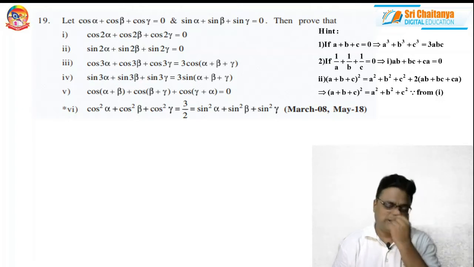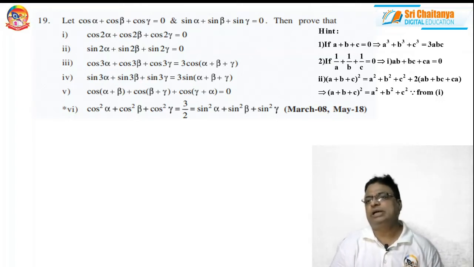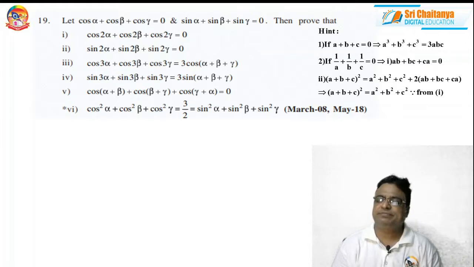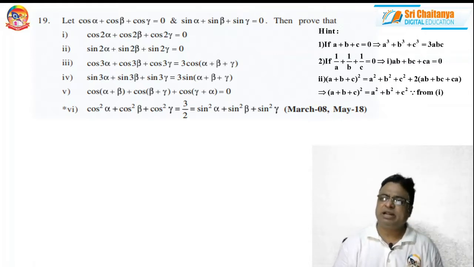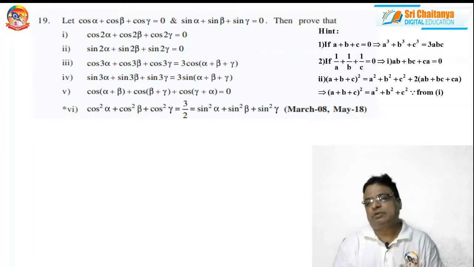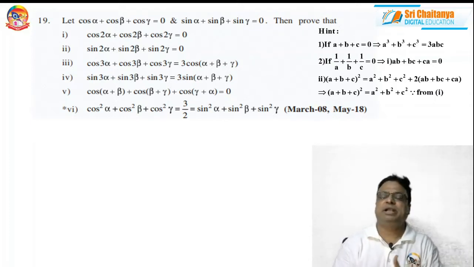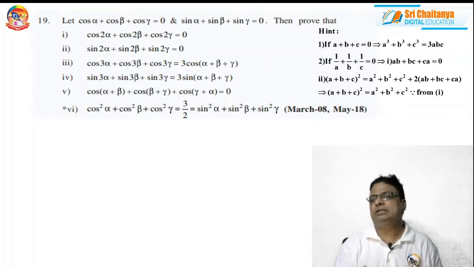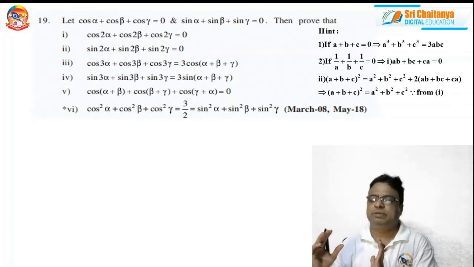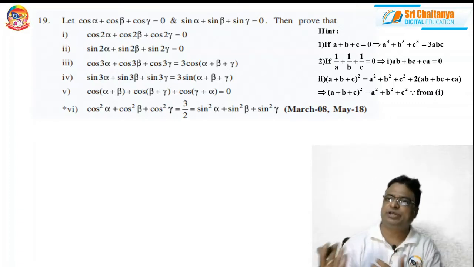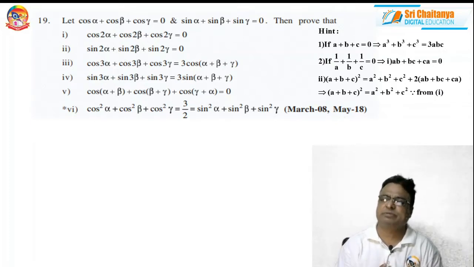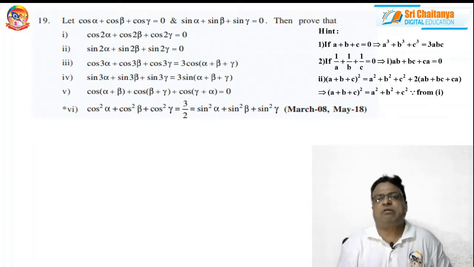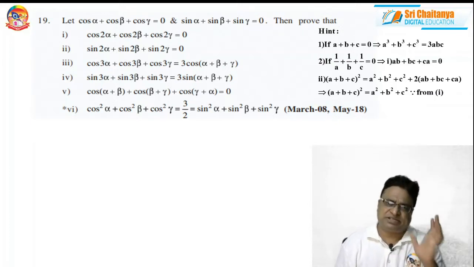See the hint. If a plus b plus c equal to 0, we know that a cube plus b cube plus c cube is equal to 3abc. That is a well-known fact. And similarly, if 1 by a plus 1 by b plus 1 by c equal to 0, then by taking LCM, ab plus bc plus ca becomes 0. And in the expansion of (a plus b plus c) whole square, the term ab plus bc plus ca becomes 0. Therefore, (a plus b plus c) whole square becomes a square plus b square plus c square. By keeping these two hints in our mind, we can solve all the results very easily and very interestingly.